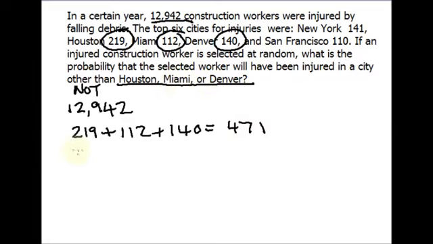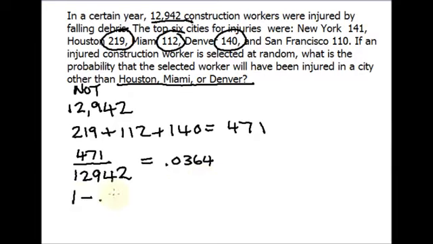In other words, 471 out of 12,942 injuries. This is a fraction. If I divide through, I'll get a decimal, and that is 0.0364. This is the probability that an injury will take place in one of those three cities, but we want the probability of it not happening, so subtract from 1.